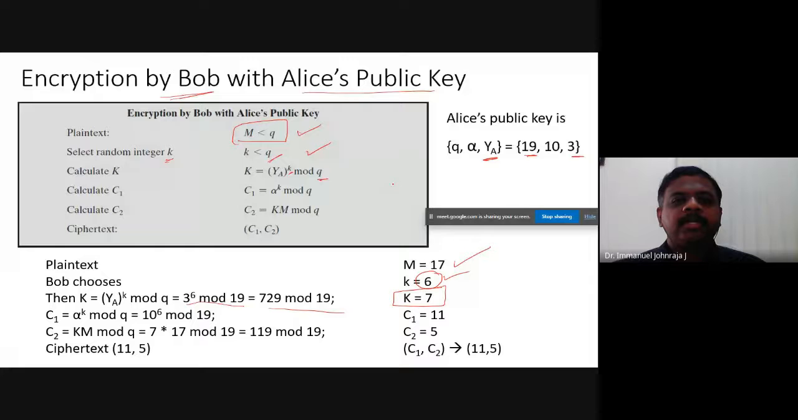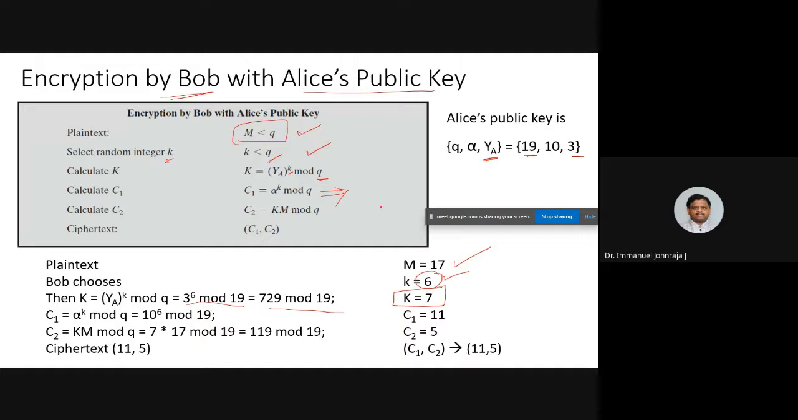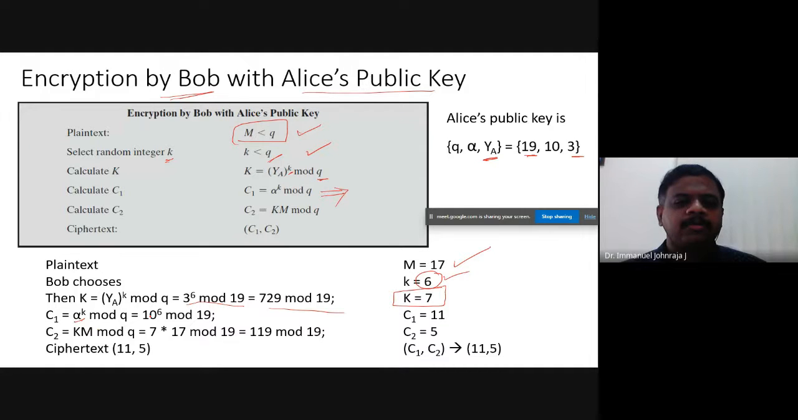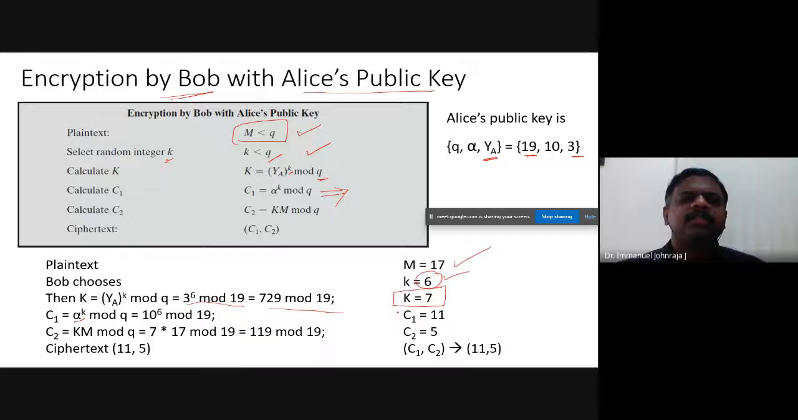Moving on, he does two calculations. So far, it's simple calculation, right? Now he calculates two things, C1 and C2. So two ciphertexts are calculated in the ElGamal crypto system. One is alpha power k mod q. Alpha is known to us, it is 10. k is chosen as 6, and q is 19. So C1 is calculated as 11.